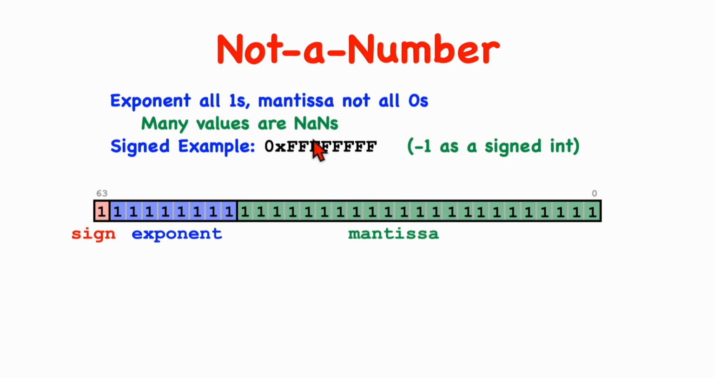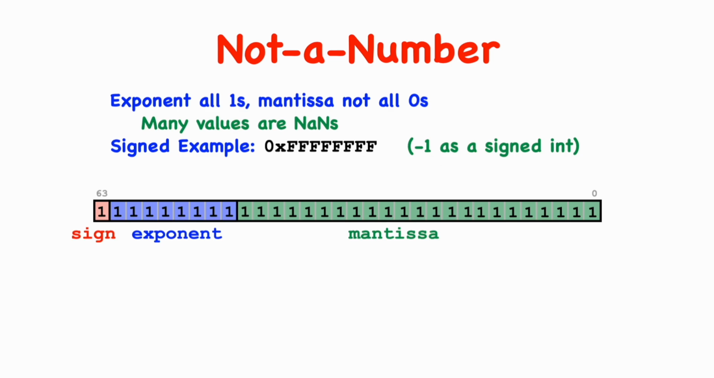So we have many values that correspond to not a numbers, and we ignore the sign bit. This particular value of all 1 bits is the canonical representation of not a number for single precision numbers. And if we happen to interpret this bit pattern as a signed integer, it would be interpreted as -1.